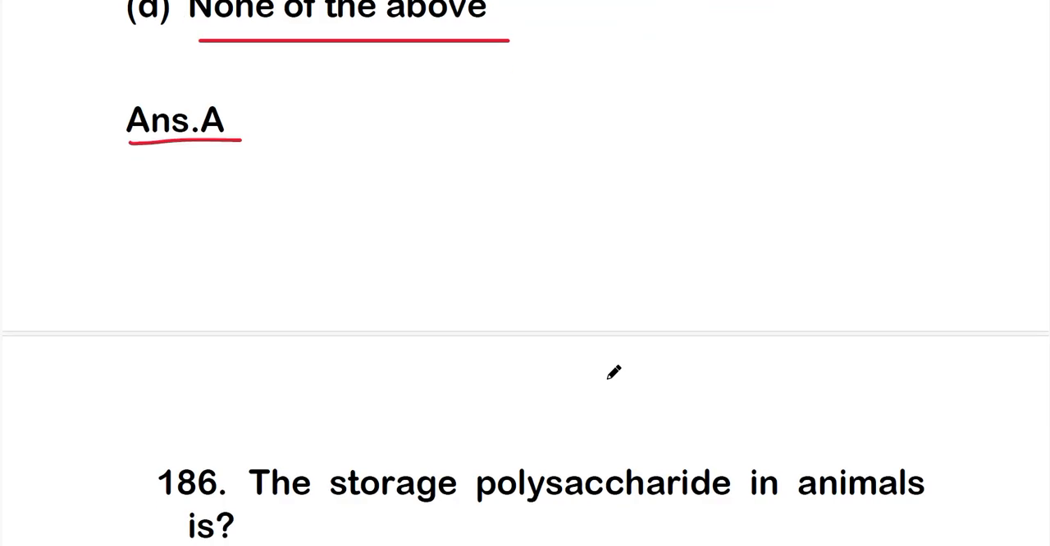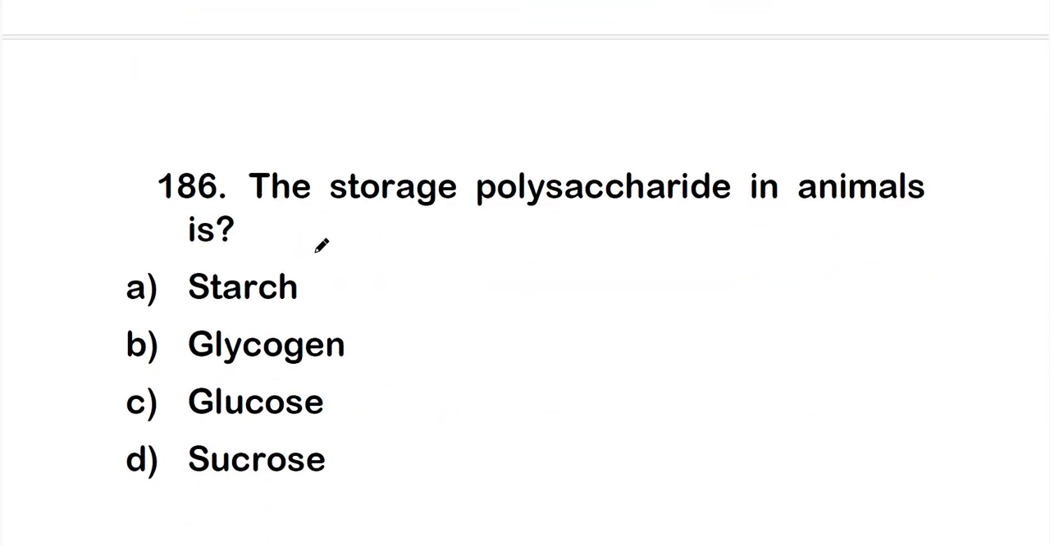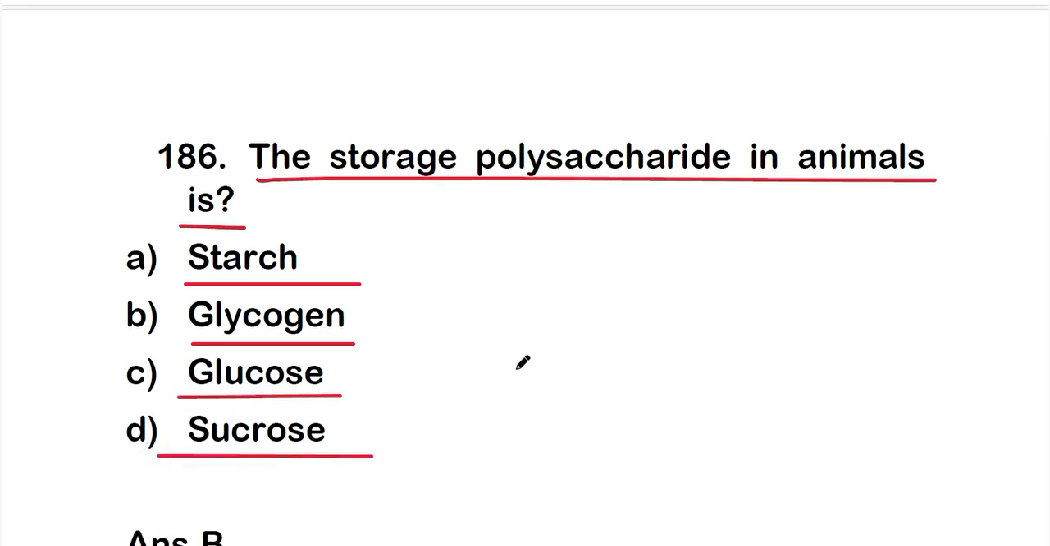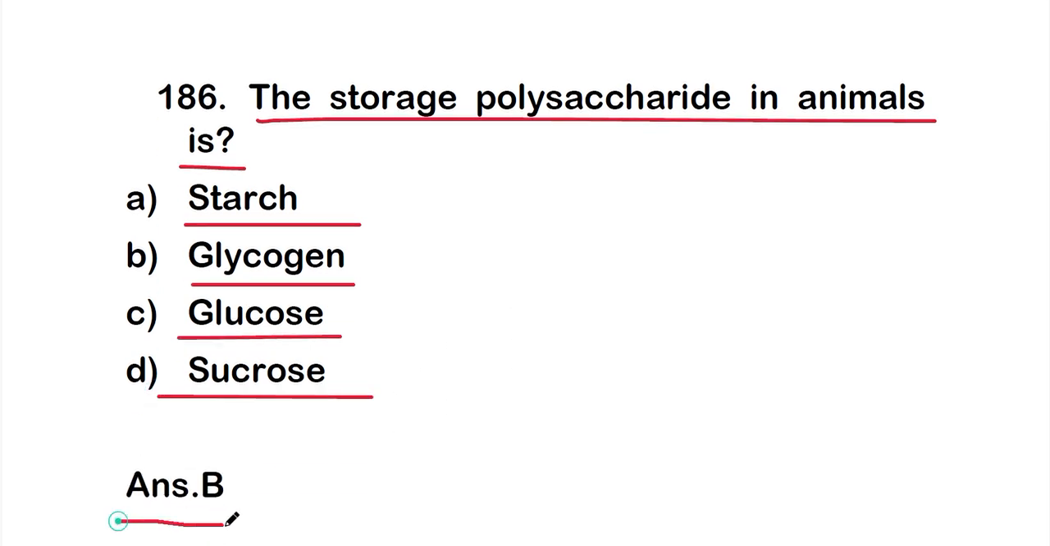Okay. Next question, let's see. Next is 186. So the storage polysaccharide in animals is option A starch, option B glycogen, option C glucose, option D sucrose, and the right one is option B, that is glycogen. So the storage polysaccharide in animals is glycogen.